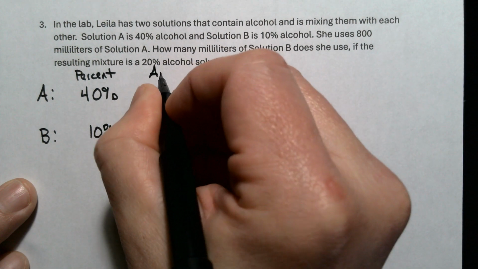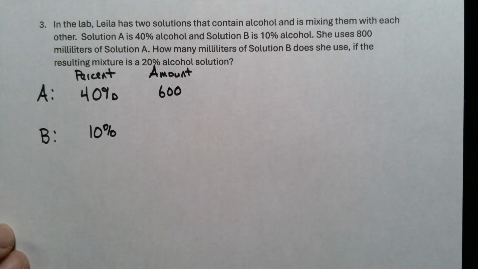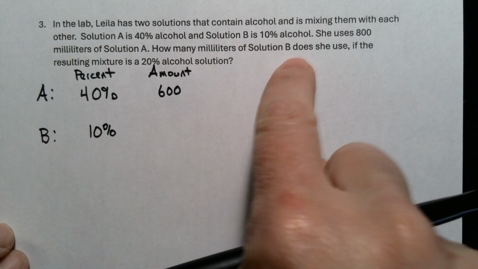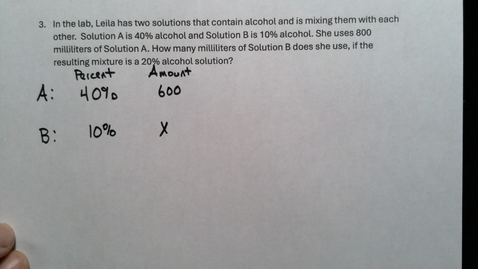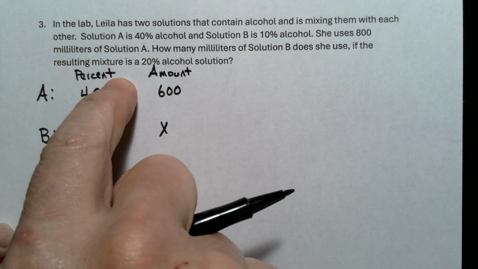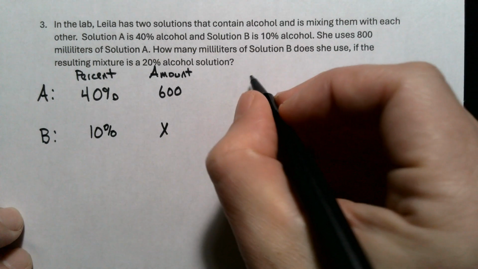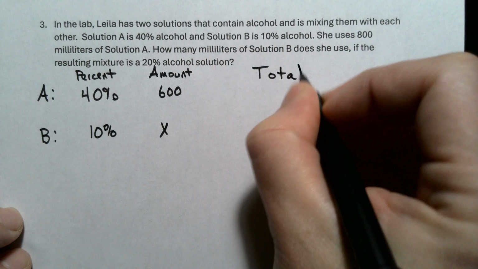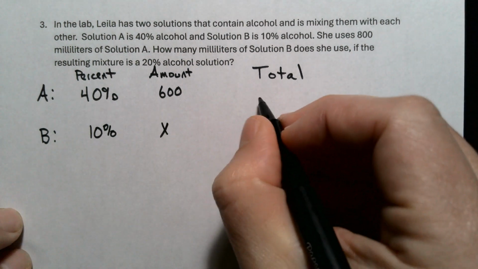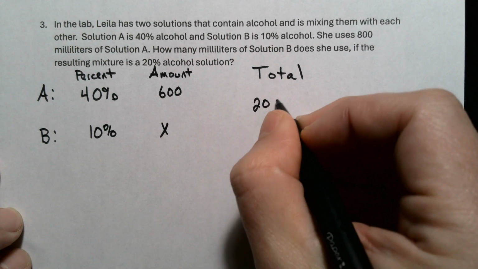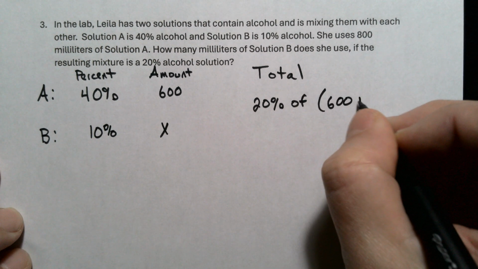Okay, she uses 800 milliliters of solution A. Okay, so the amount on this is 600 milliliters. I'll just put 600. How many milliliters of solution B does she use? So we don't know the amount of solution B, so I'll put an unknown there. I'll put an X. If the resulting mixture is 20% alcohol solution, so the resulting mixture is the total. So the total amount, that's these two added up, times the 20% that they were given. So it's going to be 20% of, and that's going to be 600 plus X.